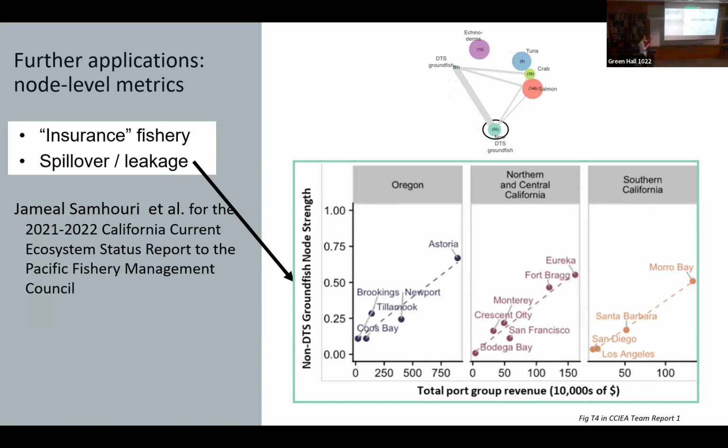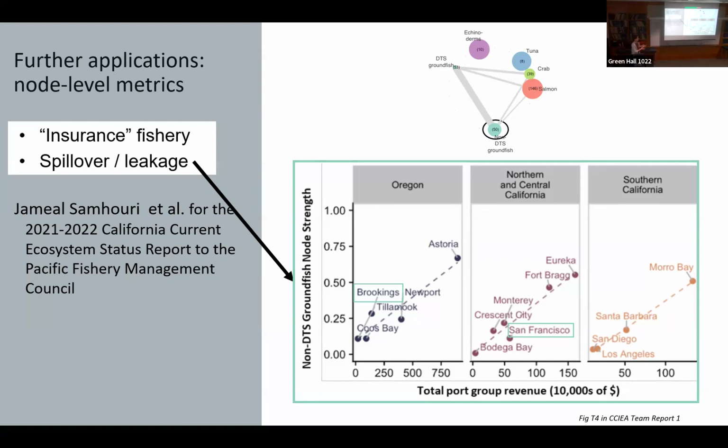But Jamil also took that node strength and graphed it against revenue and showed that while fishery revenue is a reasonable proxy for these more complicated network-based metrics, to show how strongly connected the quillback rockfish species complex is to other fisheries. There were also some cases where ports fell above this line of best fit, so that would be like Brookings over here, which indicates that these port communities might be subject to more spillover or leakage than would be suggested using just a revenue-based index. So that network metric is adding some value here.